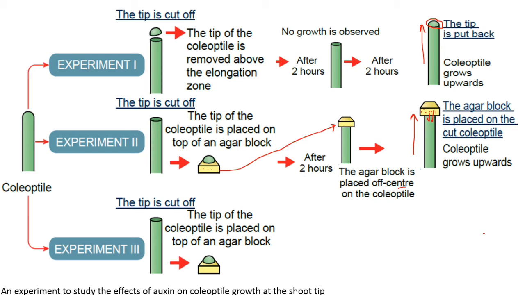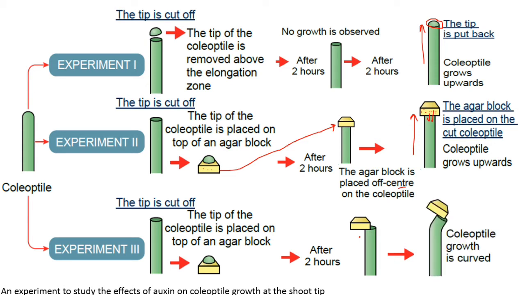And the third experiment. The agar is put on half of the coleoptile. We put it on half so that the auxin will be received by only half of the coleoptile. So it will make the growth of the coleoptile curved, because only this side receives the auxin.